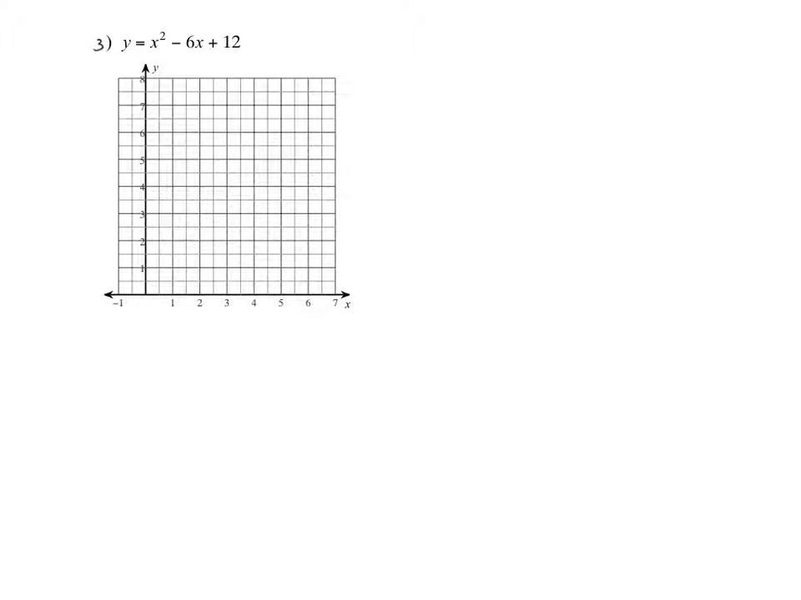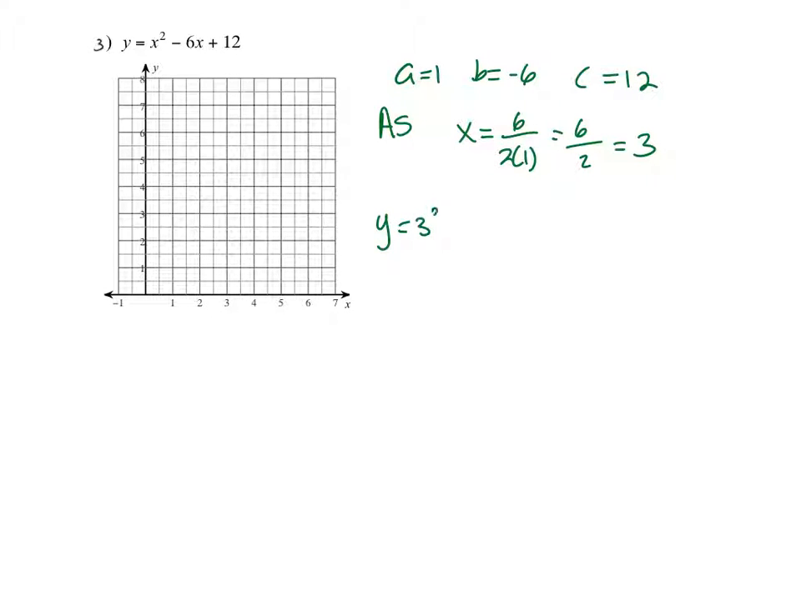Okay, so that's one again. A is 1, b is negative 6, and c is 12. So the axis of symmetry is going to be the opposite of b, so x equals 6 divided by 2 times 1. So 6 divided by 2 is 3. So now my vertex, I'm going to substitute 3. So y equals 3 squared minus 6 times 3 plus 12, so 9 minus 18 plus 12, so negative 9 plus 12 equals 3.